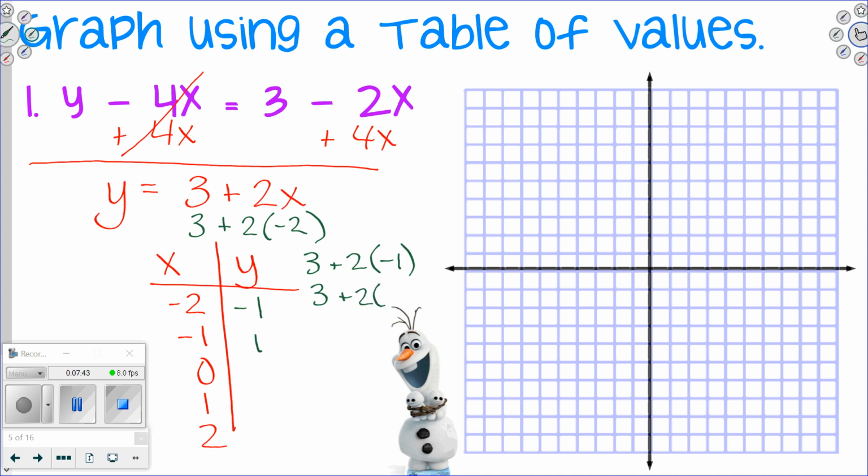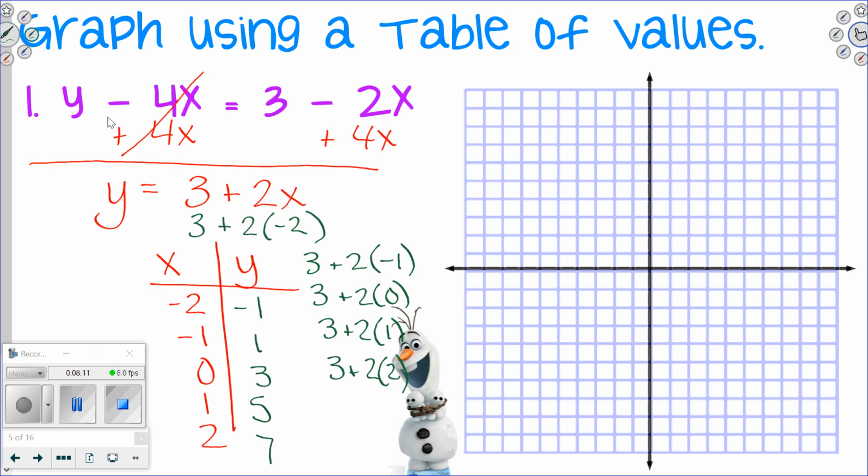3 plus 2 times 0. Plug in a 1. 3 plus 2 times 1. Good, that's 5. And plug in a 2. And that is 7. Now, if you are using the graphing calculators, you guys know that you can just bring up that equation again and arrow back and change a number. Do you guys know how to do that? If you don't know how to do that, come ask me and I'll show you, but it sounds like most of you know how to do that.